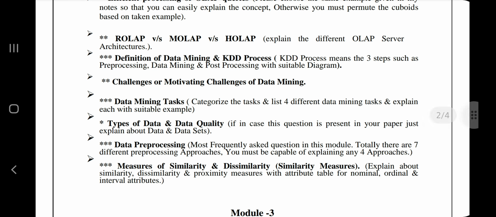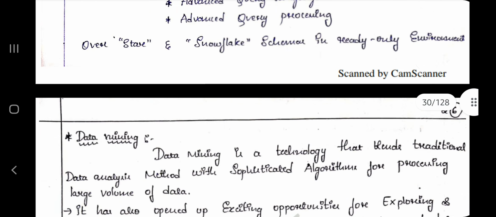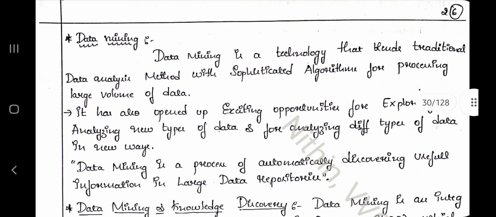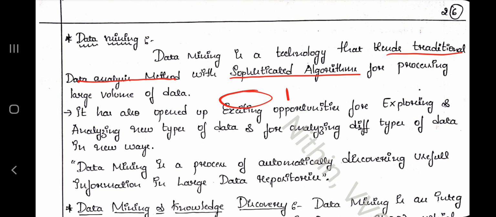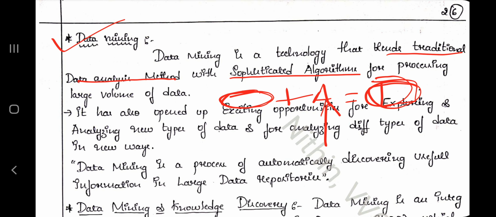Okay. Moving on, we have the super important question, the definition of data mining and KDD, knowledge data discovery. Don't miss this question at any cost. So what is data mining? It is a technology that blends the traditional data analysis method with sophisticated algorithms for processing large amounts of data. That's the definition you have to write for data mining.